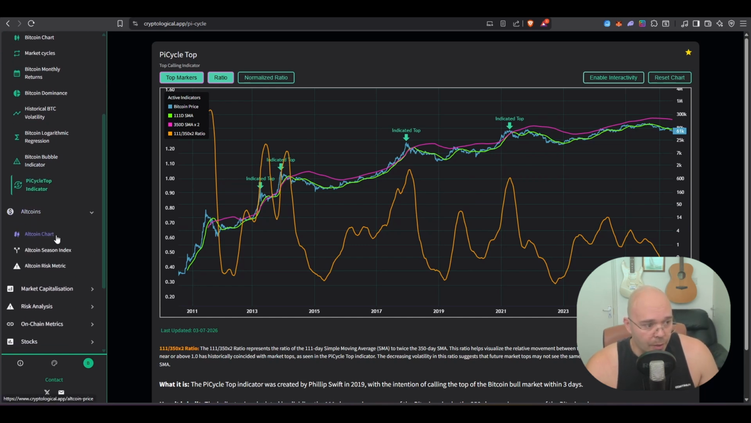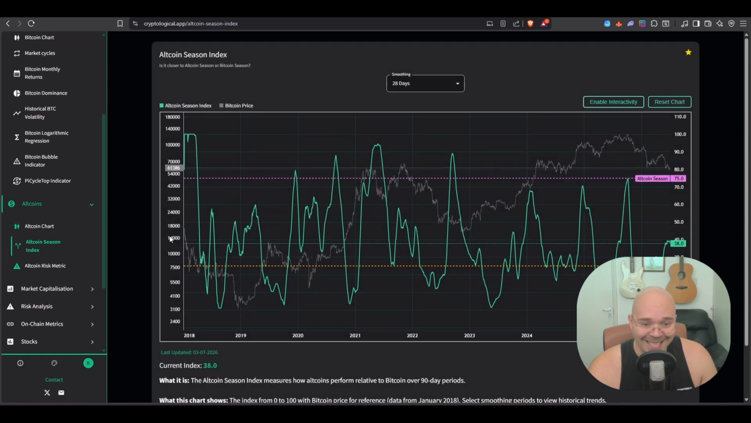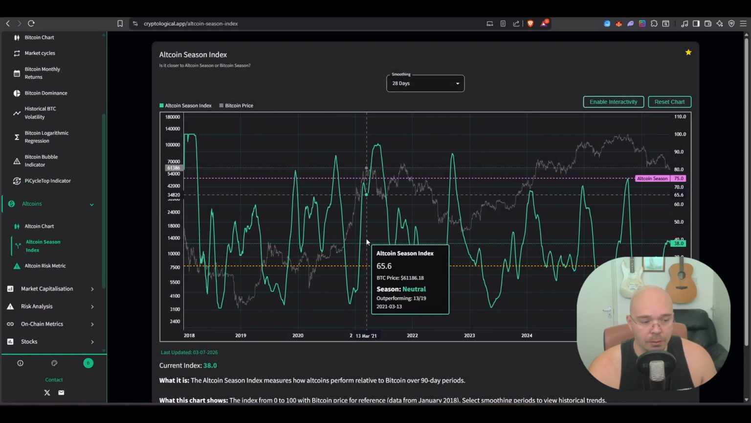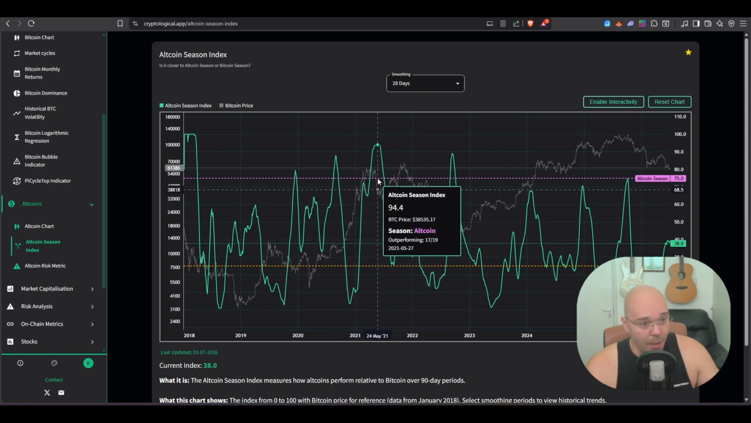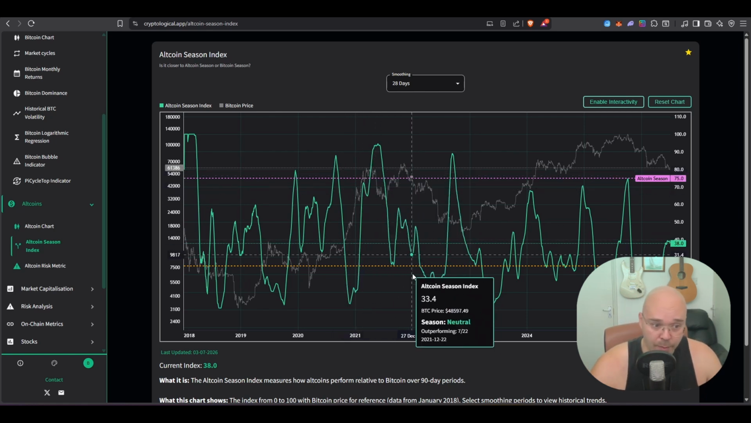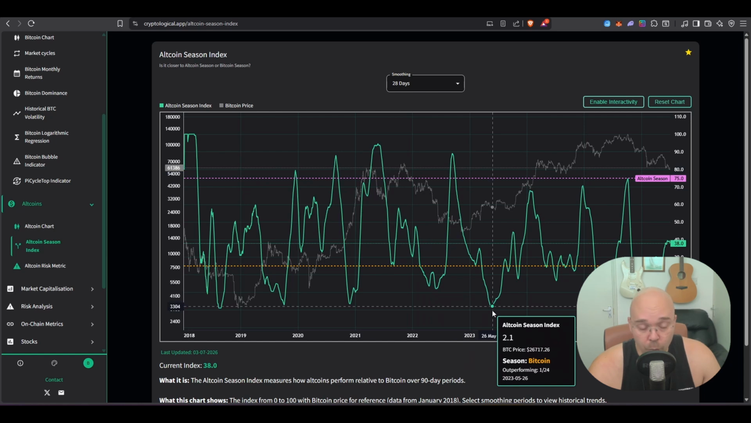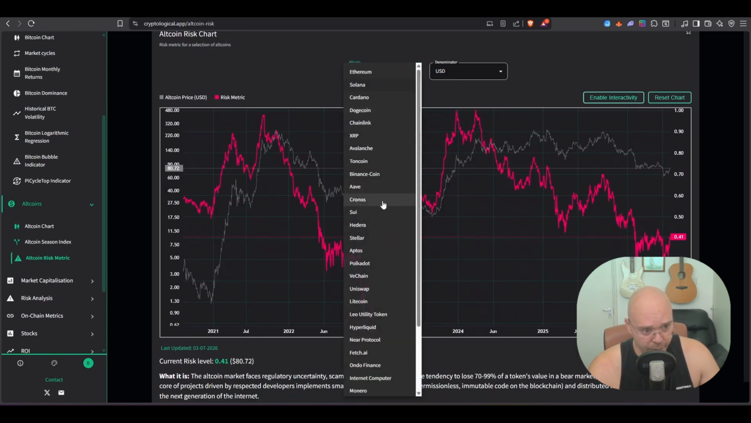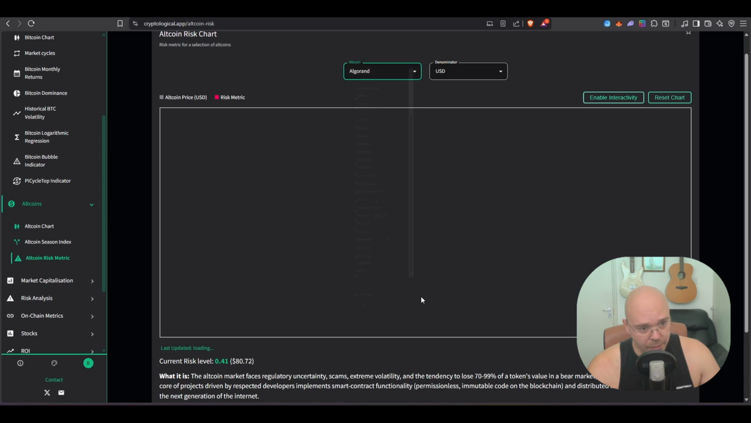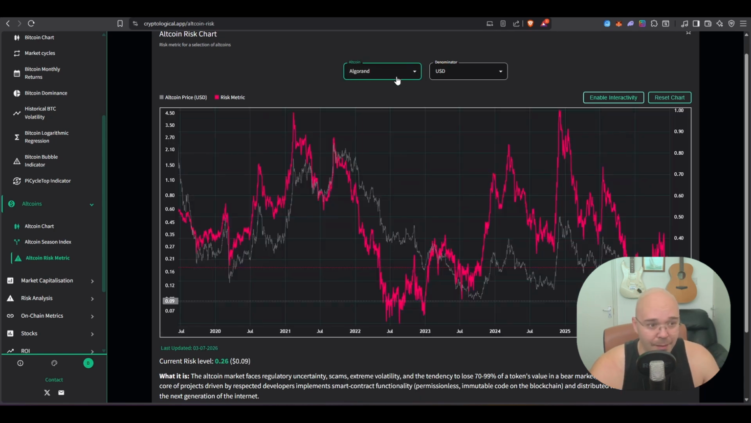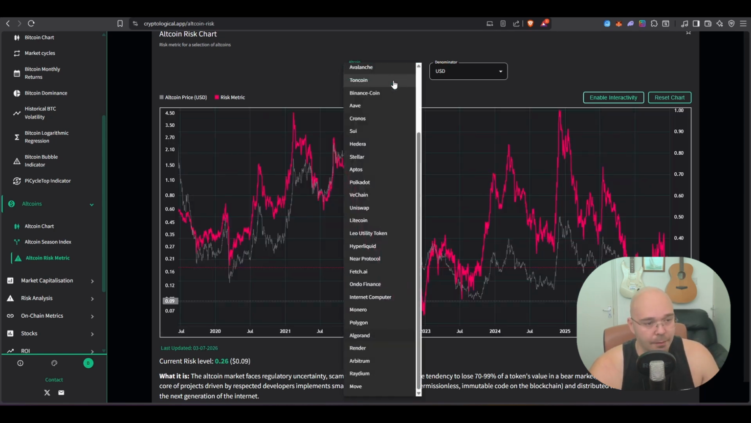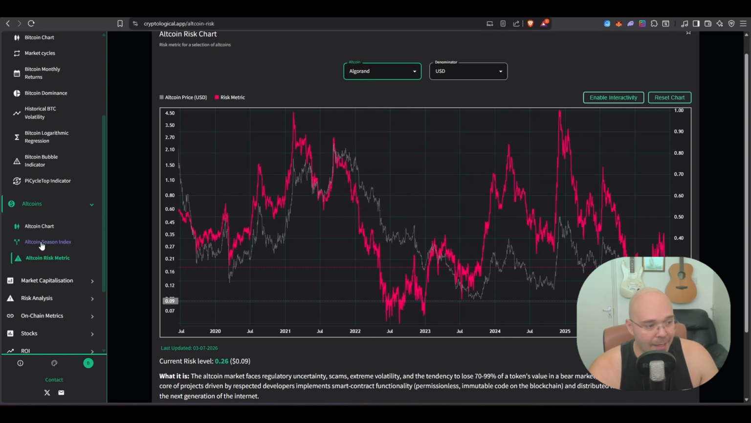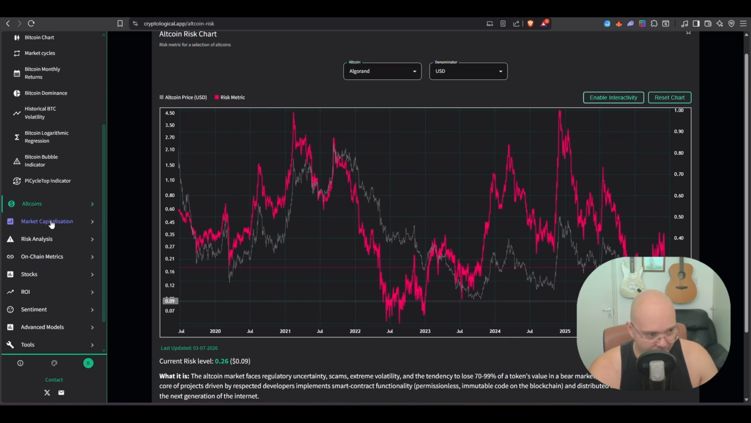We got some altcoin charts on here. We got alt season index, which shows you how a selected bunch of altcoins are performing against Bitcoin. So when it's high, that's when altcoins are outperforming Bitcoin. When it's low, that's when Bitcoin's outperforming altcoins. We've also got risk metrics for altcoins, all these altcoins here. Not every single one, but I mean, there's trillions at this point. There's a lot of altcoins, too many to put in this application.